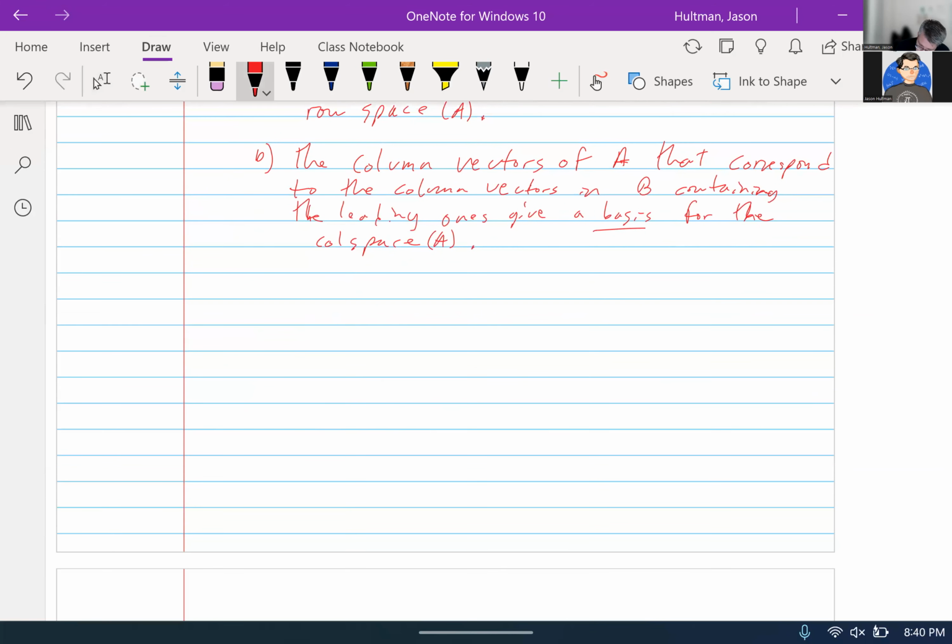Okay, let's do an example. Example 1. Now let A equal 1, 2, 3, 4, 5, 6, 7, 8, 9, 10, 11, 12. Then I want to REF this. Oh, sorry, not reduced, row echelon form. We just want row echelon form of this matrix.